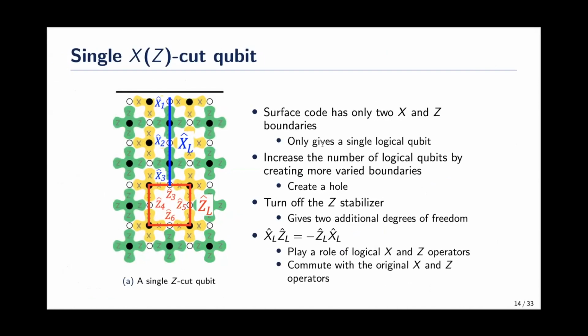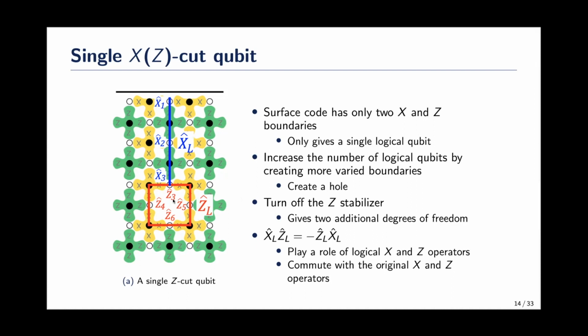And the surface code has only two boundaries, X and Z, so it only gives a single logical qubit. We can increase the number of logical qubits by creating more varied boundaries. One of the methods is creating a hole. We can create a hole by turning off the Z stabilizer, and it gives 2 additional degrees of freedom.